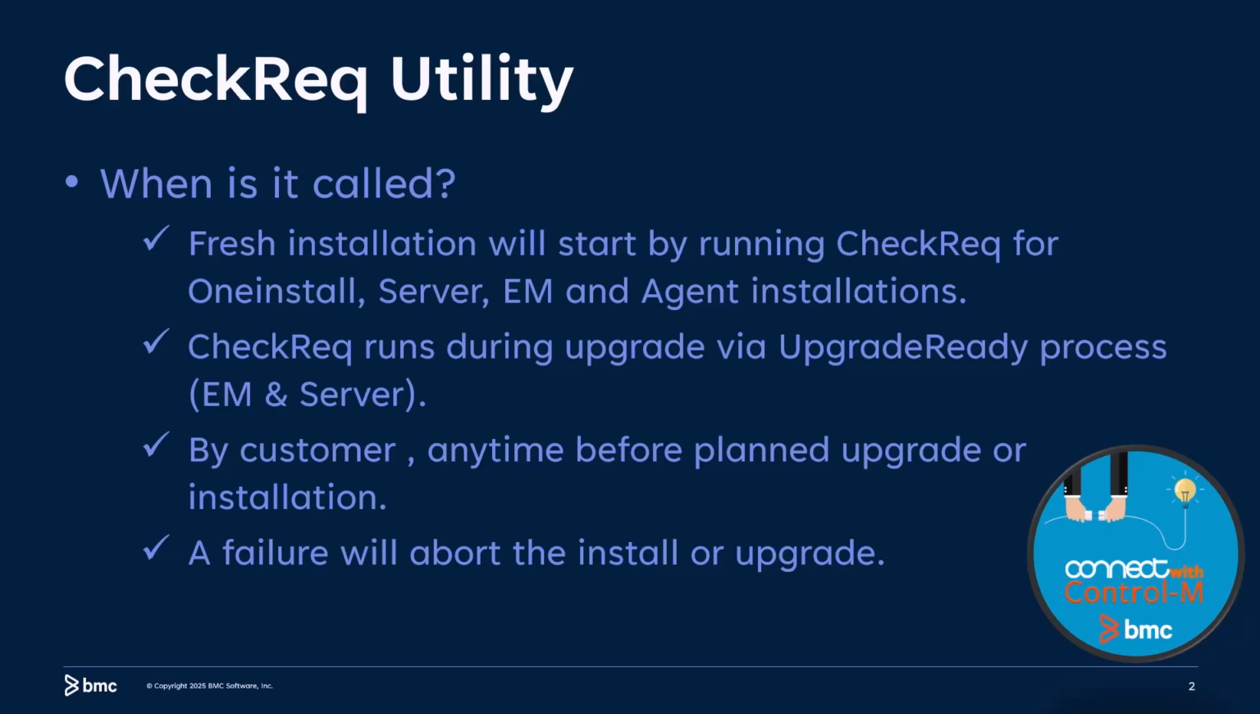This utility can be executed by customers as well at any time before the planned installation or upgrade to identify any possible problems and fix them in advance. During the installation or upgrade, if the checkrec fails, it will be aborted and a list of missing requirements will appear. If all the requirements are met, it will continue.